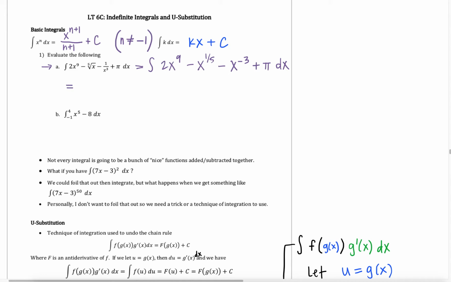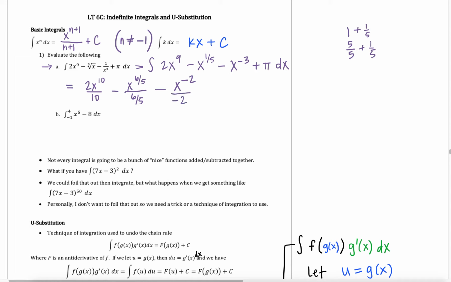From here, I can apply the power rule to integrals, so I end up with 2x to the 10th over 10 by adding 1 to that exponent of 9, minus, on the x to the 1/5, when I add 1, we get x to the 6/5, since we get 1 plus 1/5, and to add those two together, we would need a common denominator, so we could rewrite the 1 as 5 over 5, and so that's how we end up with the 6 over 5, divided by that same exponent of 6/5, minus, we'll do the same thing with x to the -3. When I add 1, we get x to the -2, all over -2.